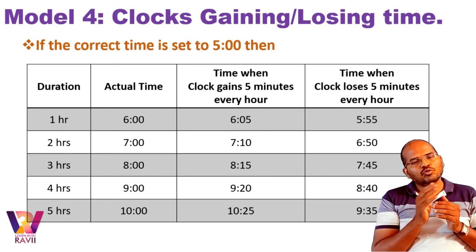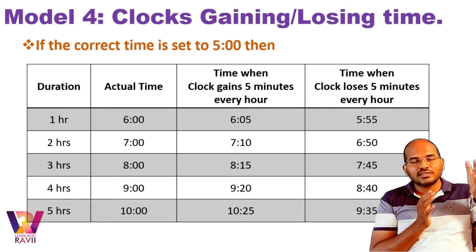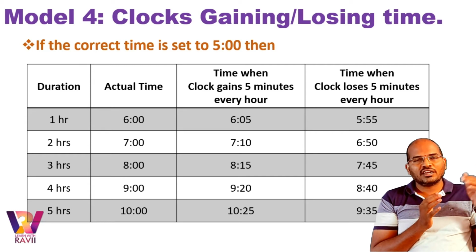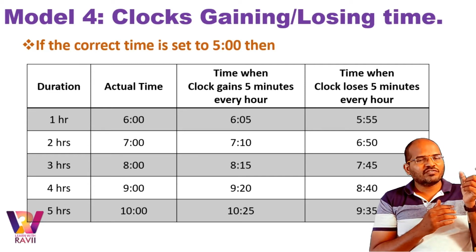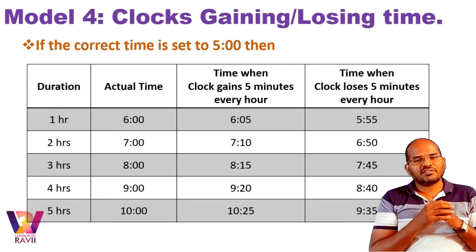The same thing after 2 hours, the actual time will be 7, whereas the clock which gains 5 minutes will show 7:10. Why 7:10? 5 minutes in the first hour, 5 minutes in the second hour. So it is 7 plus 10, it is 7:10.